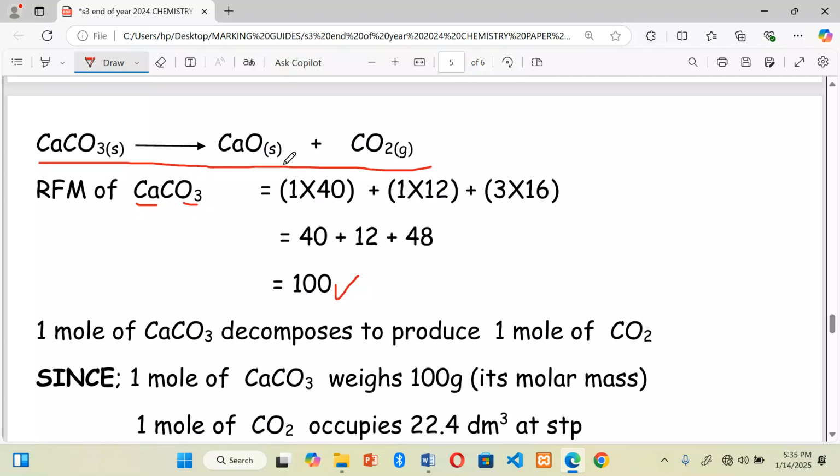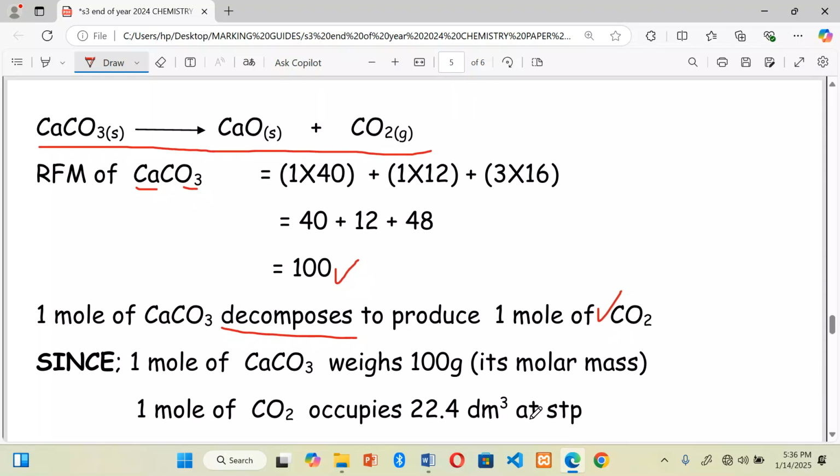So we can interpret it in terms of moles, but depending on what we want, because we are looking for carbon dioxide gas produced, and we are seeing that the coefficient of this compound, calcium carbonate, is 1. So we are saying 1 mole of calcium carbonate decomposes to produce 1 mole of carbon dioxide gas. So here you get a score. You have been able to interpret.